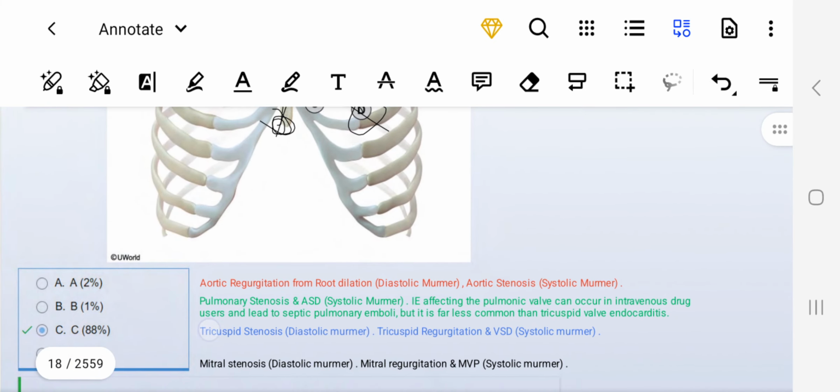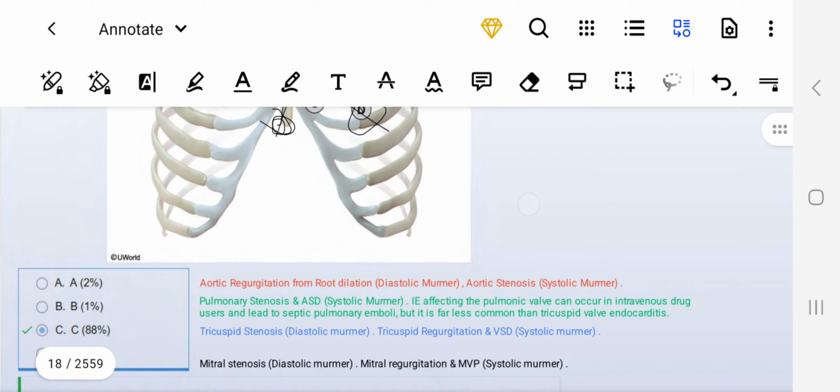So in option A, we can best hear aortic regurgitation, which is from root dilation. As I talked about, whenever there is aortic or pulmonic regurgitation, that will produce a diastolic murmur. So in that case, we will best hear a diastolic murmur. And with that, we can also hear the aortic stenosis sound, that will produce a systolic murmur.